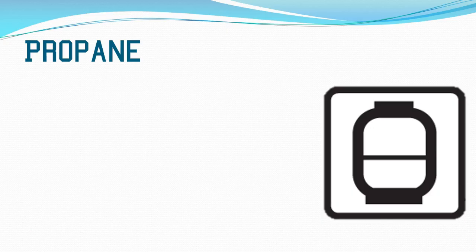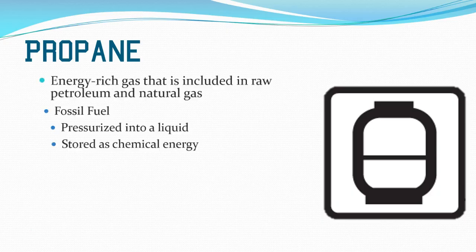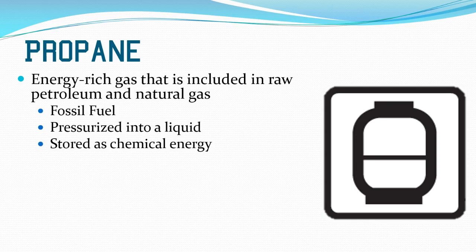Propane is another common fossil fuel. Propane is a portable fossil fuel. It's an energy-rich gas that's included in raw petroleum and natural gas. They're usually found together because they're all fossil fuels and formed in the same way. We pressurize it from a gas into a liquid so it can be transported easily. This is why it's so common for barbecue grills or for people who live in more rural areas and are no longer on Nicor's gas lines and need transportable fuel.